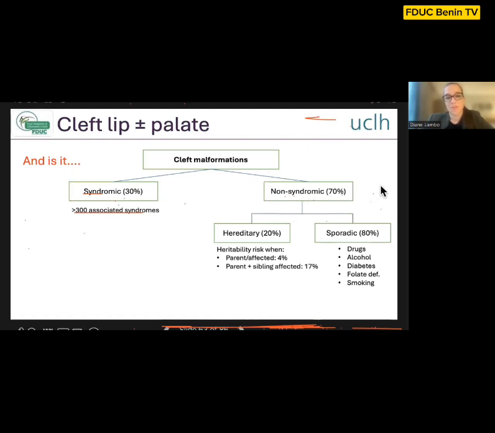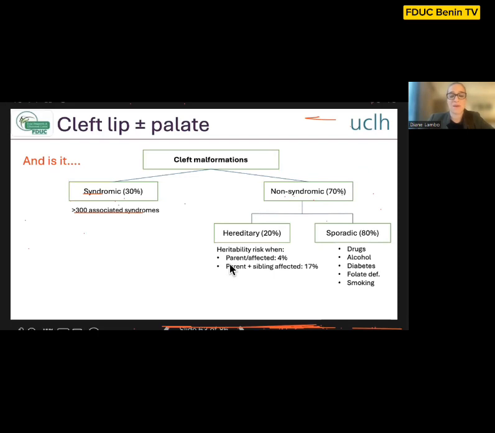Non-syndromic, however, is much more common, and it accounts for 70%. And of those that are non-syndromic, you want to ask the mother, does she have any history of drug abuse, alcohol, underlying comorbidities like diabetes that make the pregnancy much more prone to having complications like cleft?